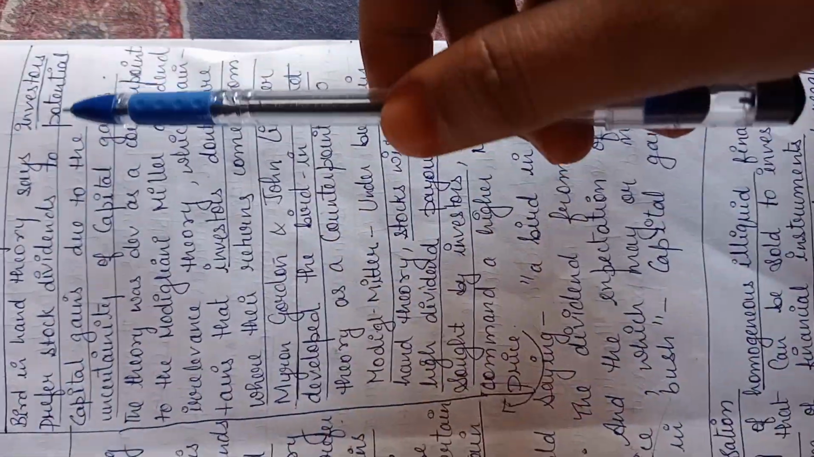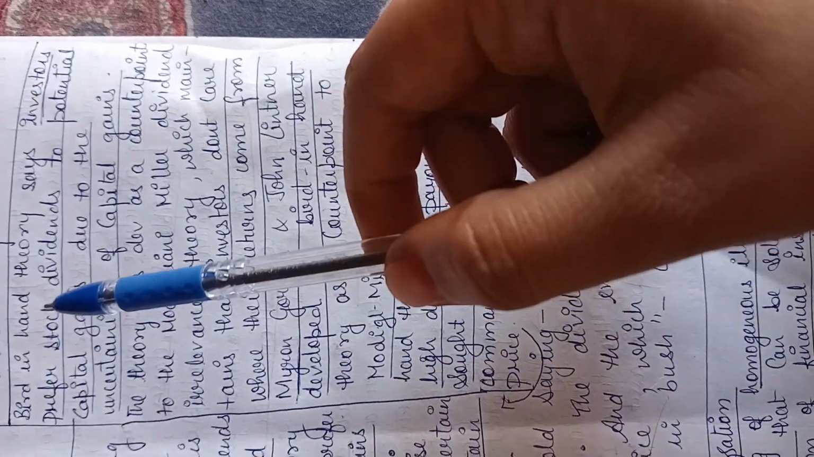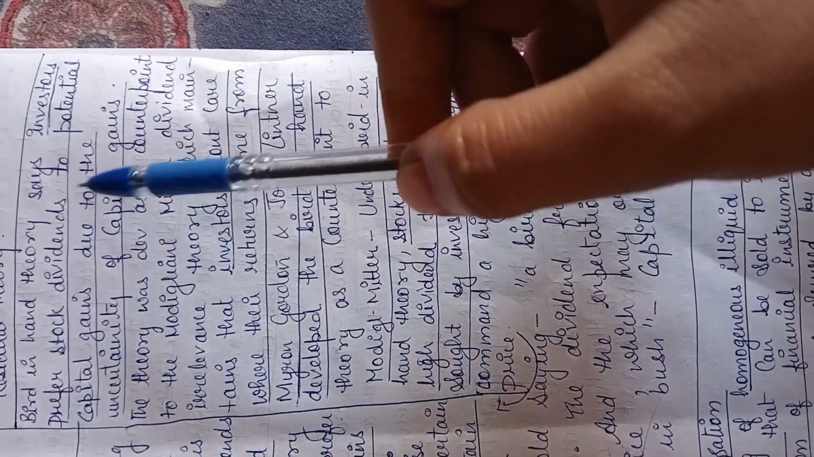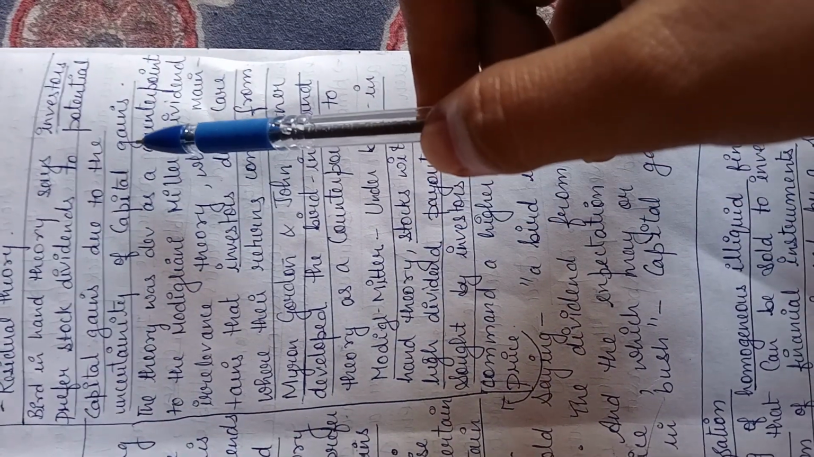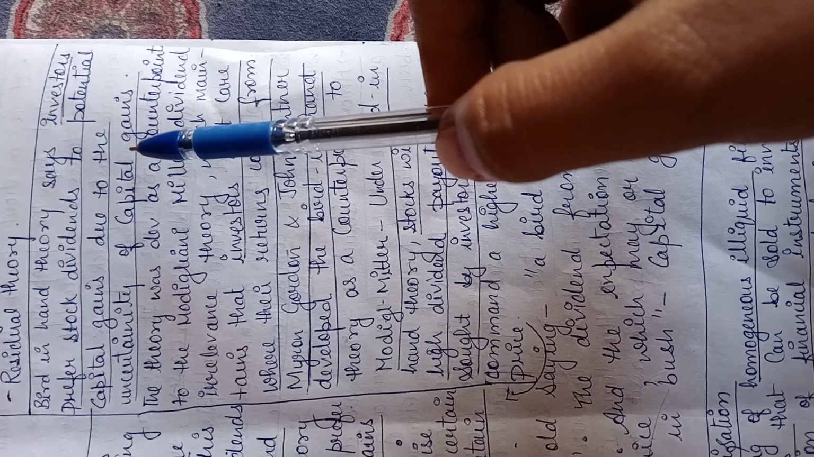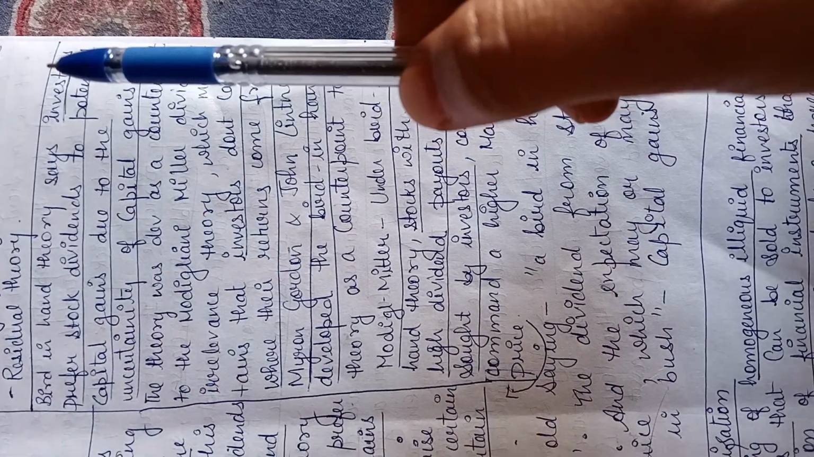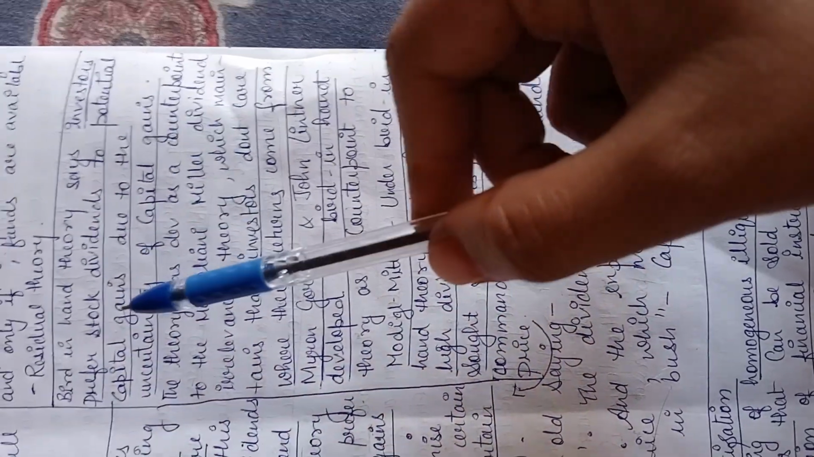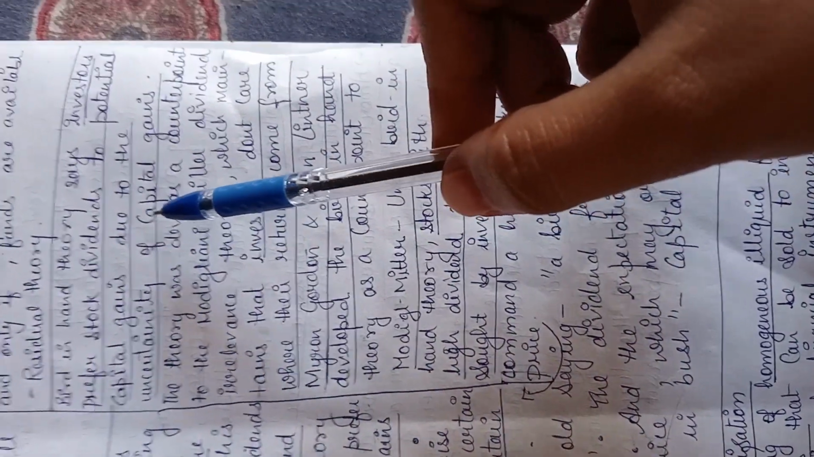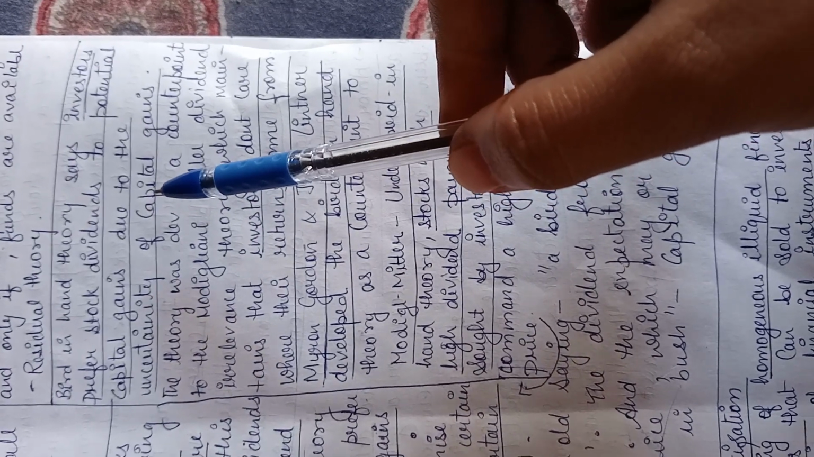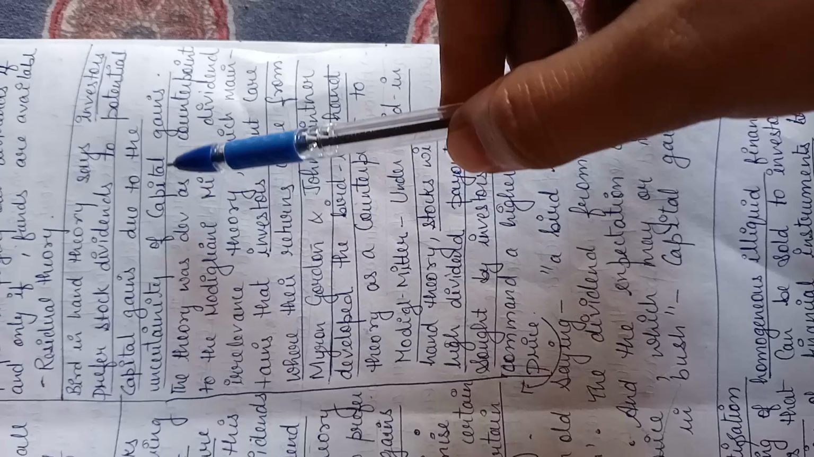Bird in hand theory says investors prefer stock dividends to potential capital gains due to the uncertainty of capital gains. So bird in hand theory suggests that most investors prefer stock dividends over capital gains. Capital gains, how? Capital gains occur from selling and purchasing of fixed assets.